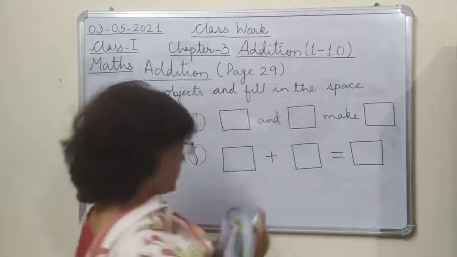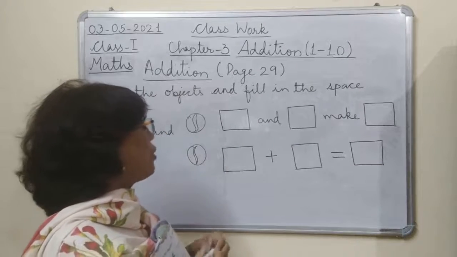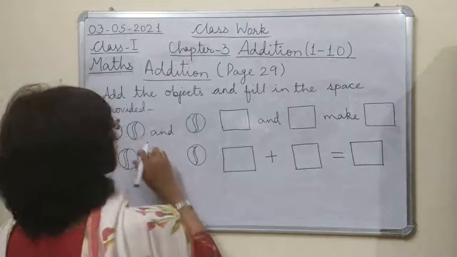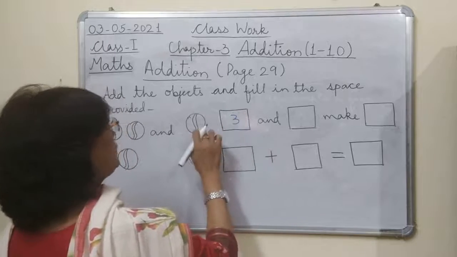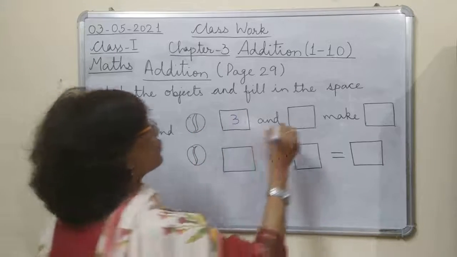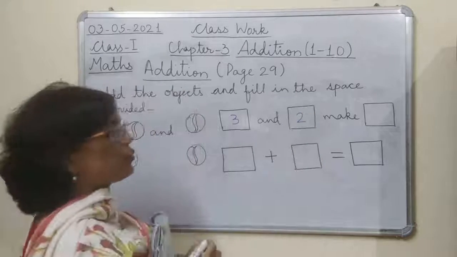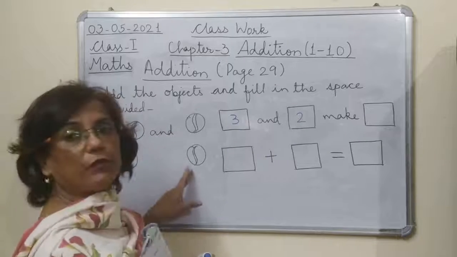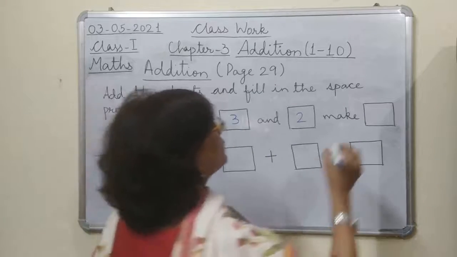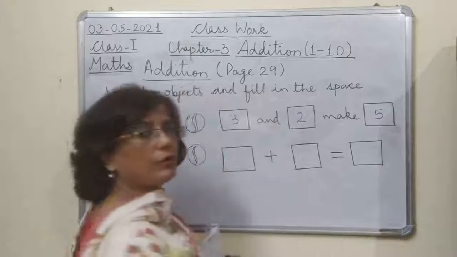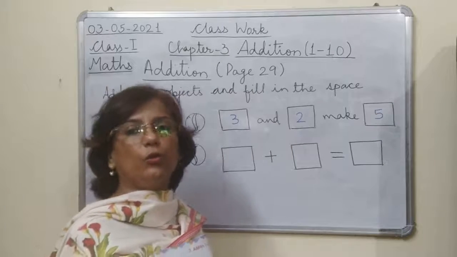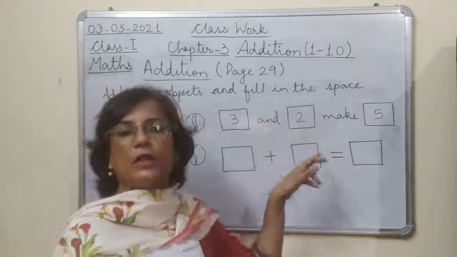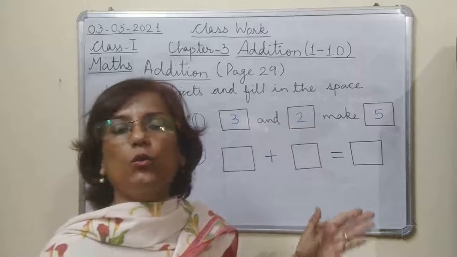Okay. Now let us do this one. So how many balls do you see? We see 3 balls. 1, 2, 3. So 3 and 1, 2, 2 balls. So 3 and 2 make how much? 1, 2, 3, 4, 5. 3 and 2 make 5. Okay? 3 and 2 make 5. And when we write this, you can say this is a statement that 3 and 2 make 5.